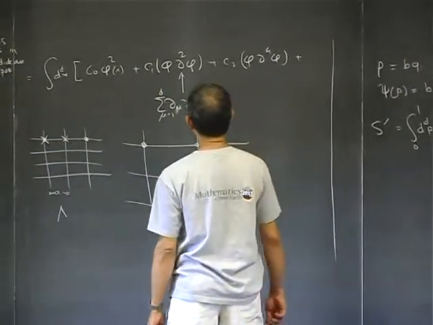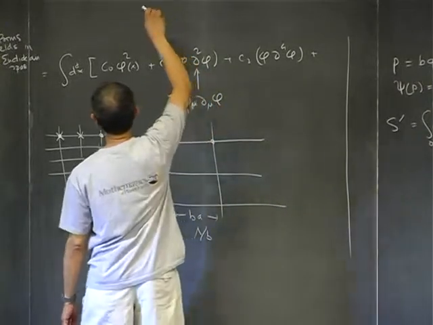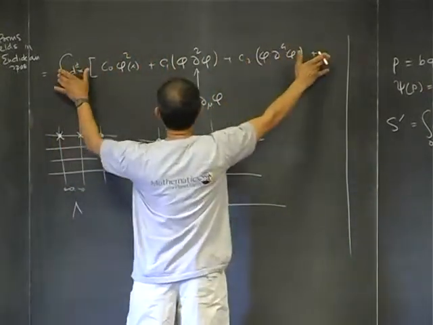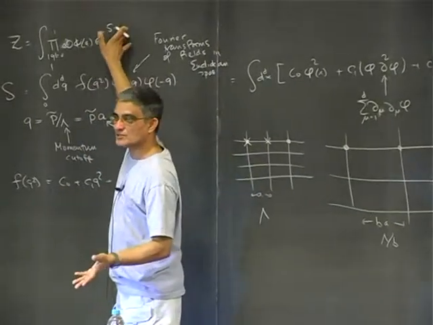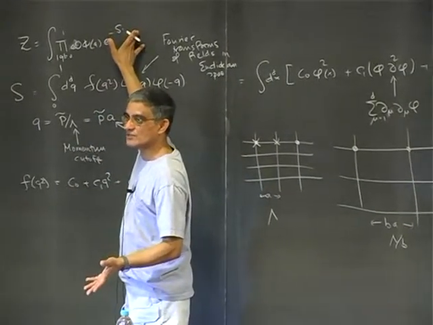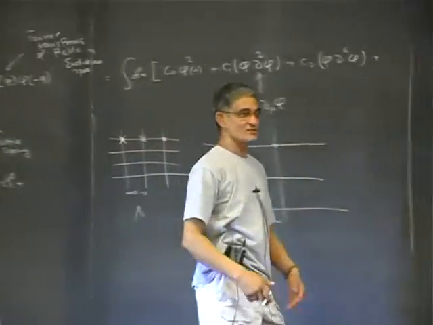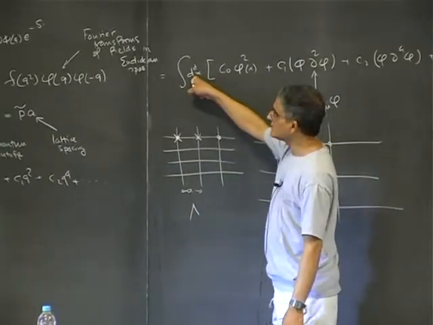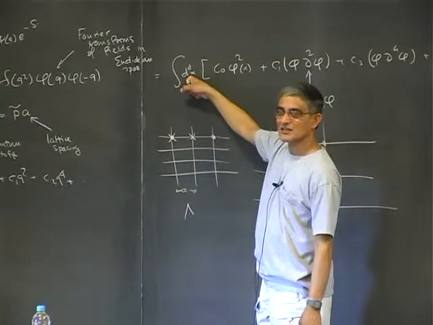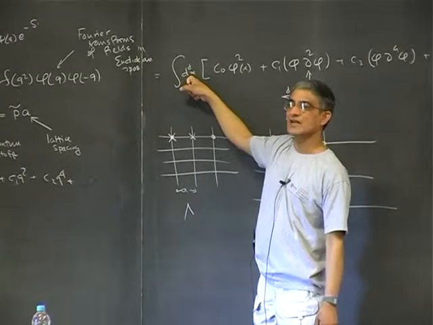All I did was to ensure that this action has to be dimensionless. It has to be dimensionless, otherwise it doesn't make sense of writing e to the minus S, right? You can only take the exponential of a dimensionless object, okay? This measure has dimension d times dimensions of length.